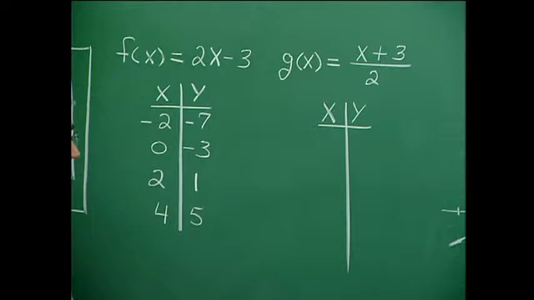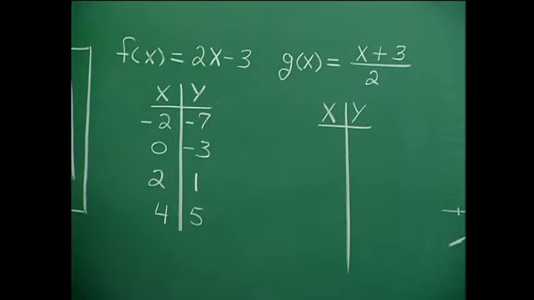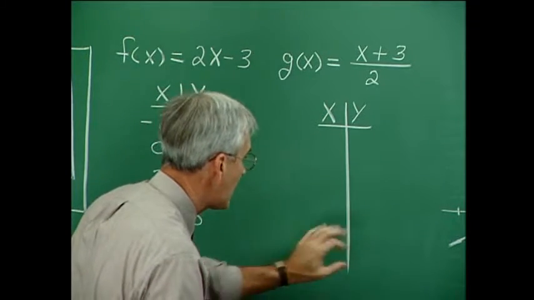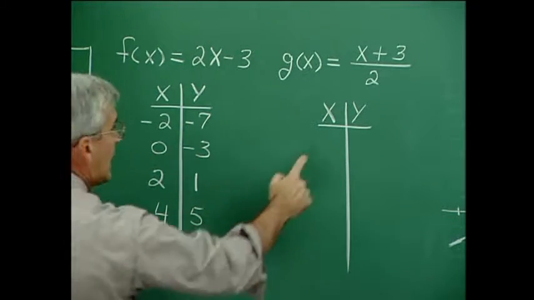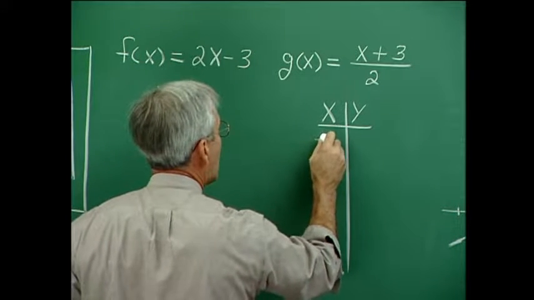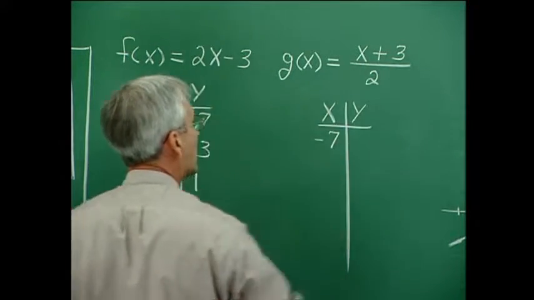Now I generate a table of values. Okay, I pop in a few points for x and I solve for y. Now, I want you to notice what happens if I begin to generate this table of values. Suppose I let x take on the value, let's say -7. Now, I'm going to choose values for x that are convenient for this calculation.